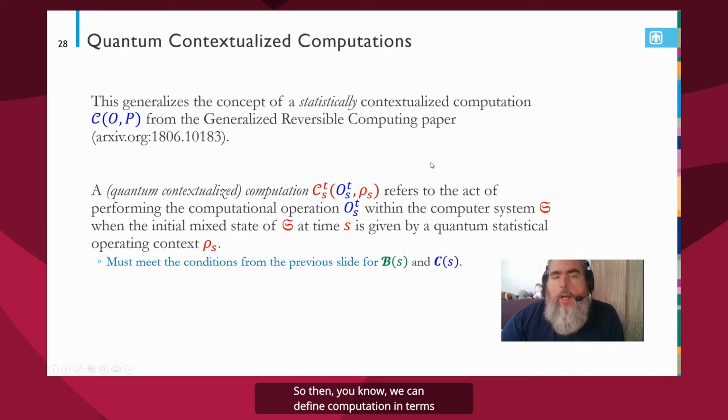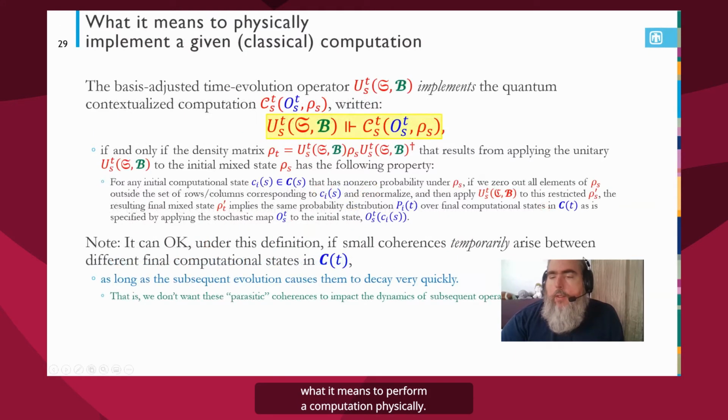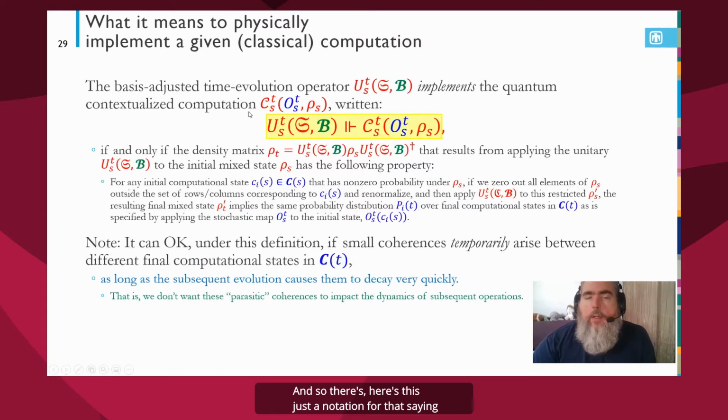So then we can define computation in terms of some computational operation that's being performed and one of these quantum statistical operating contexts. And that's fine. And then we can talk about what it means to perform computation physically. So here's just a notation for that, saying that we've got some unitary dynamics that operates between these two times. Read this symbol as saying it implements this particular abstract computation defined by the computational operation, and that holds for this particular initial statistical operating context. And we can define in detail what this means formally.